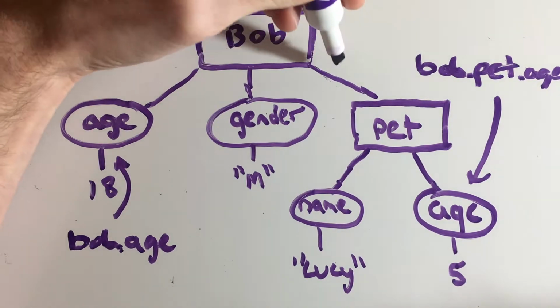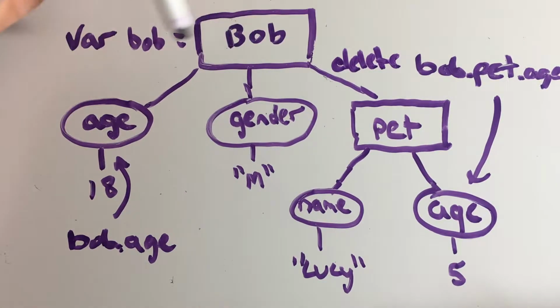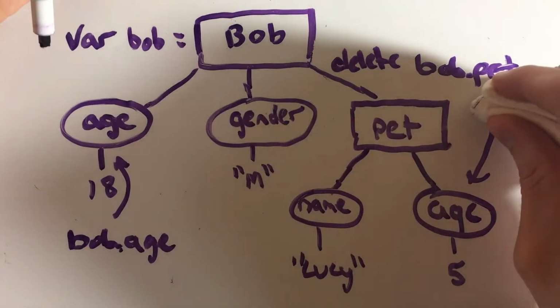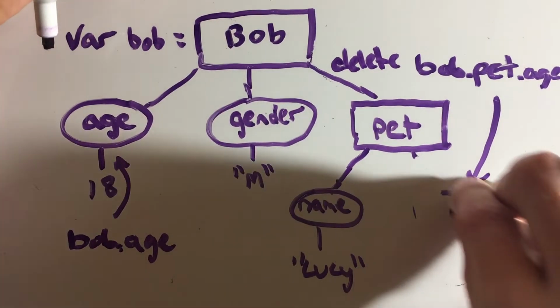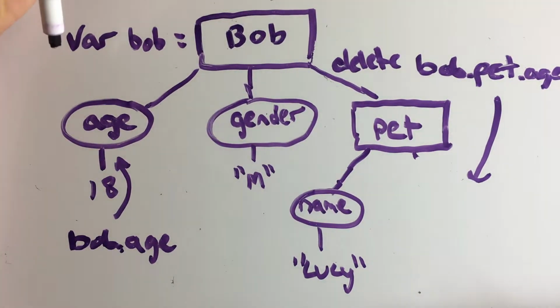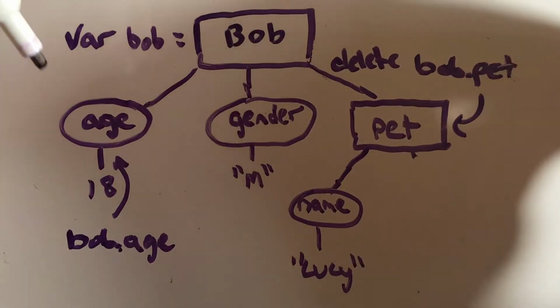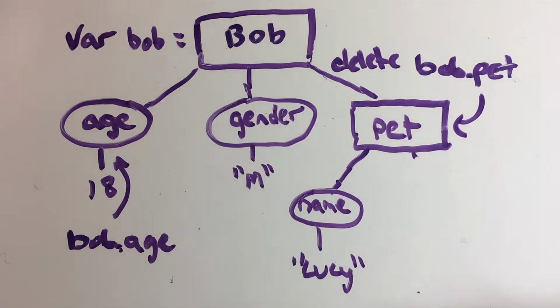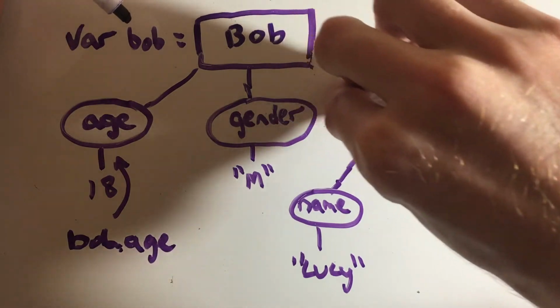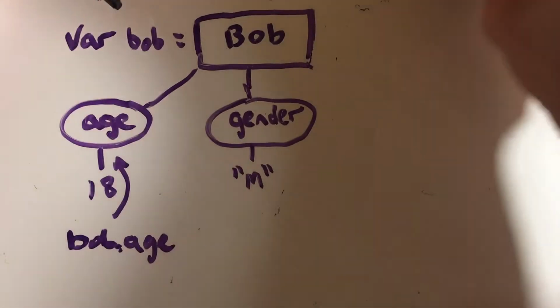Lastly, I'm going to show you how to delete a property from an object, using the keyword delete, followed by the full path to the property. When run, JavaScript will delete the property off the object or set it to undefined. Now if we wanted to delete the pet property from Bob, we just do delete bob.pet, which would just remove the entire leaf from that tree.